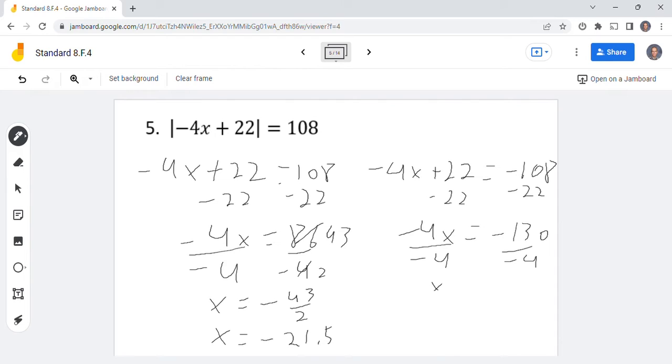We get x equals... again, 4 does not go into 130 evenly, so we could simplify this by 2's goes into both of these again. So we end up with 2 right there, and in the top we end up with 65. So you could leave it as negative 65 halves, or in decimal form that would end up being negative 32.5.